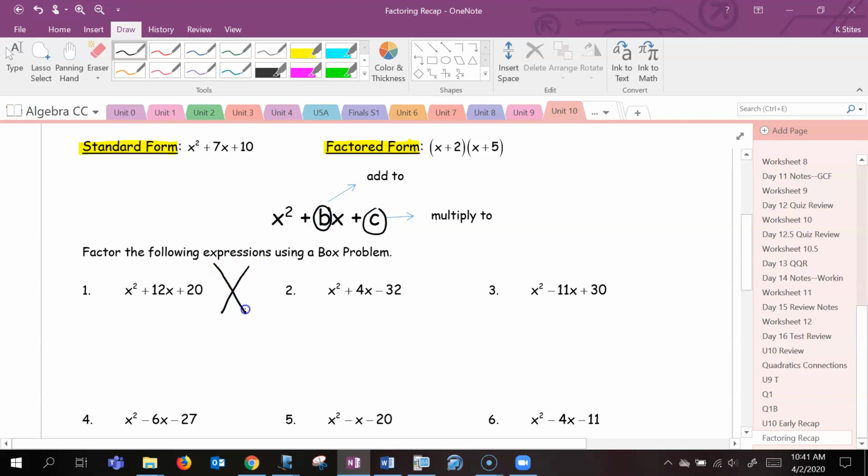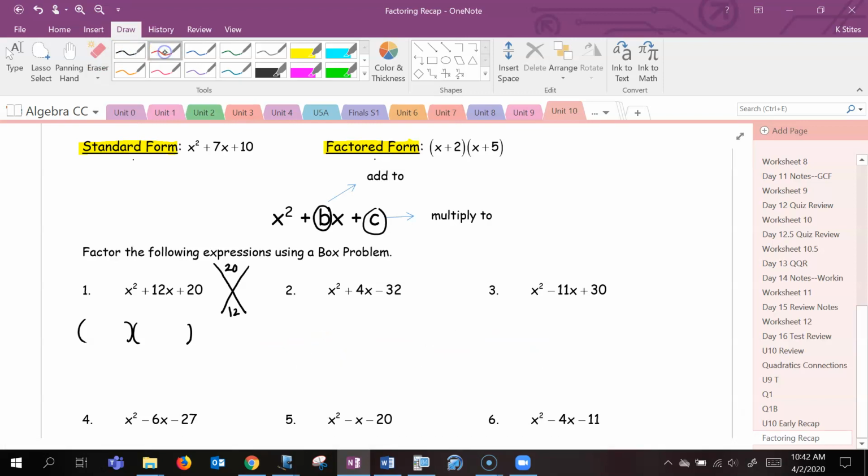And sometimes we made our little boxes to do this. So we're multiplying to 20 and we're adding to 12. When you do this, we're always going to set it up like this. It should look like FOIL because originally you're in standard form and we're moving to factored form. So factored form has your little parentheses, and notice they're smushed together. They should be really close. Sometimes people really space them out. They are multiplying together, so they should be close together.